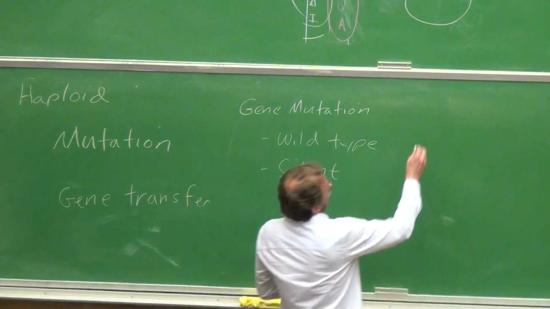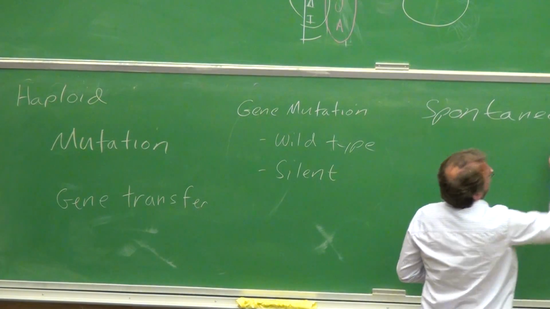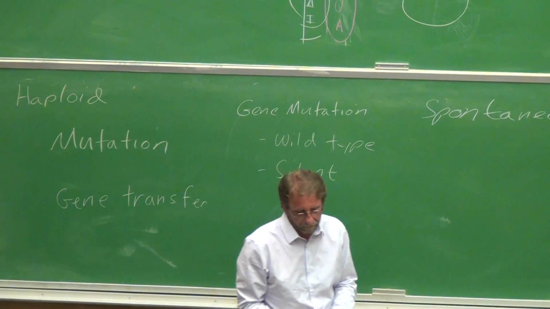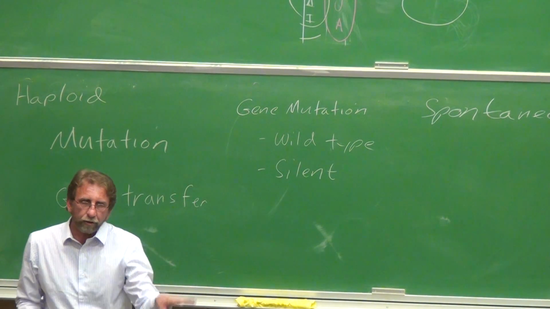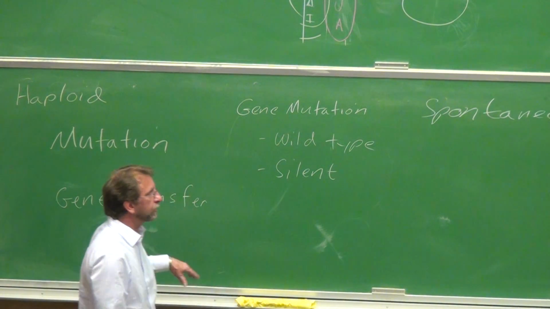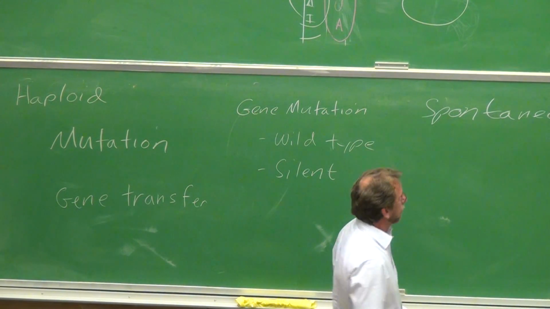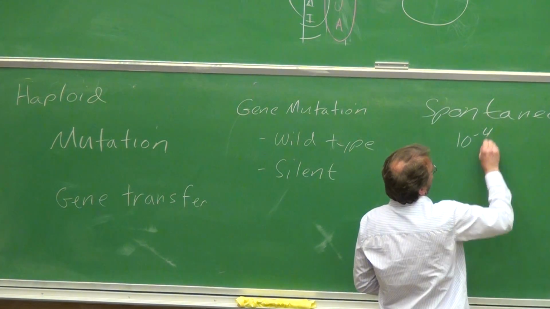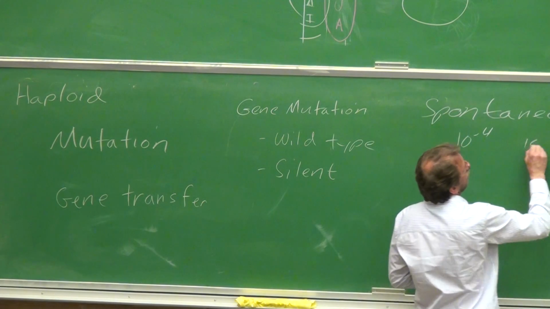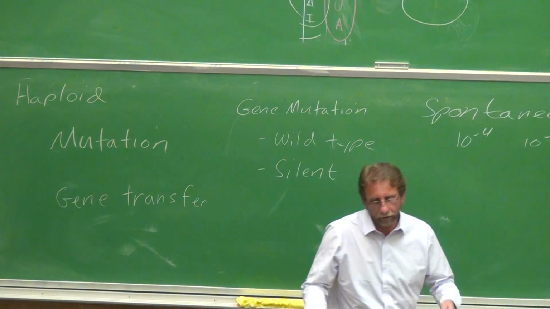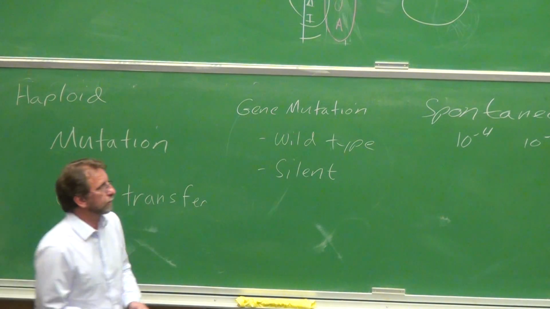Now, mutations are spontaneous. And each gene mutates. So all of the bacterial genes mutate, but the rate of mutation can vary. Some might mutate every 10 to the minus 4. Some might mutate every 10 to the minus 12 generation. So you can see a wide frequency of mutations.